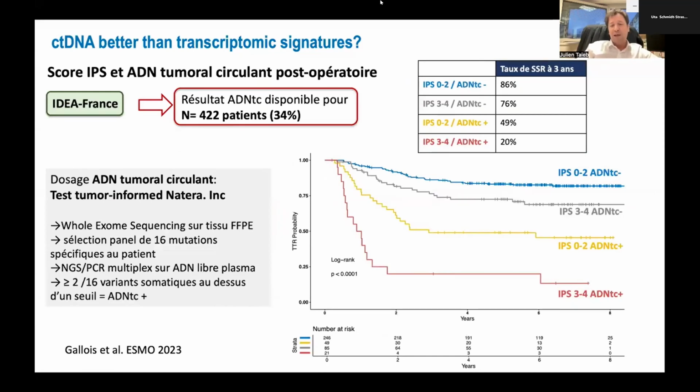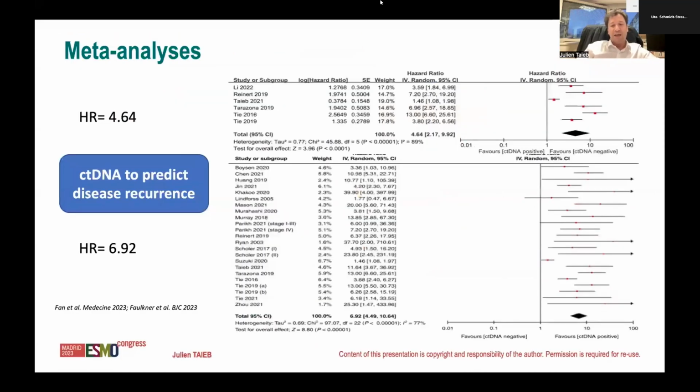So in the future, if we want to reach the best prognostication for stage 2 and 3 colon cancer after surgery, we may have to combine different techniques and methods to get the best prognostication.